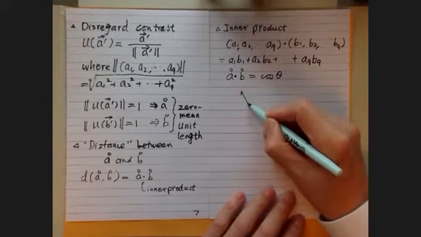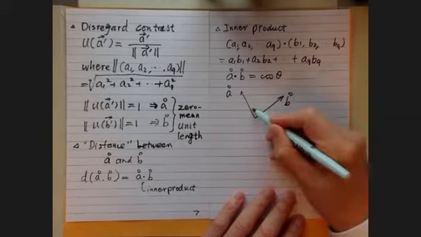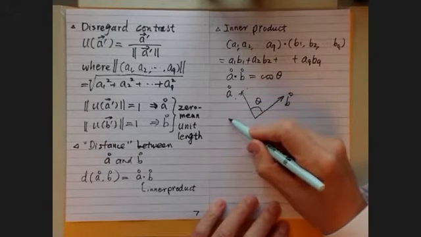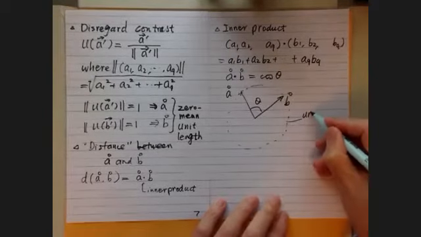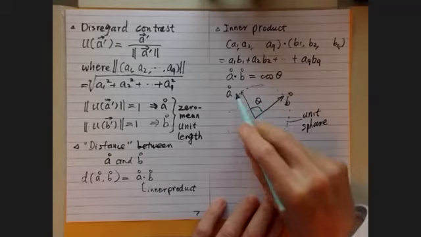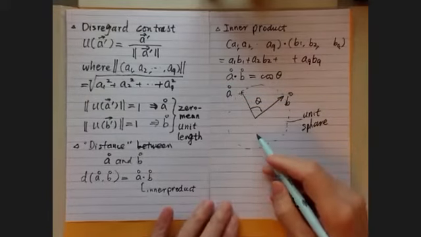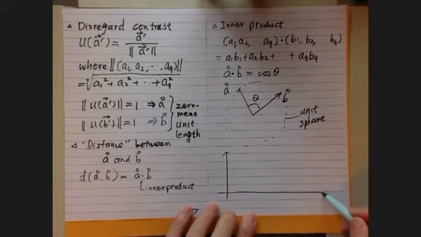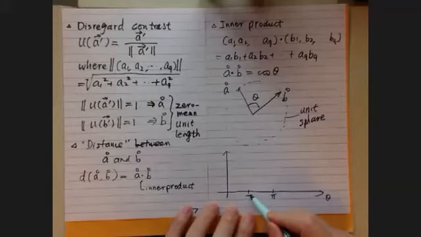Let's draw a picture. Suppose I have A0, B0, and you have a theta. This is the unit sphere. The angle between two unit vectors is theta, and the inner product is cosine theta. And what do you mean by cosine theta? Cosine theta is like that. Theta, then we have pi, we have pi over 2.